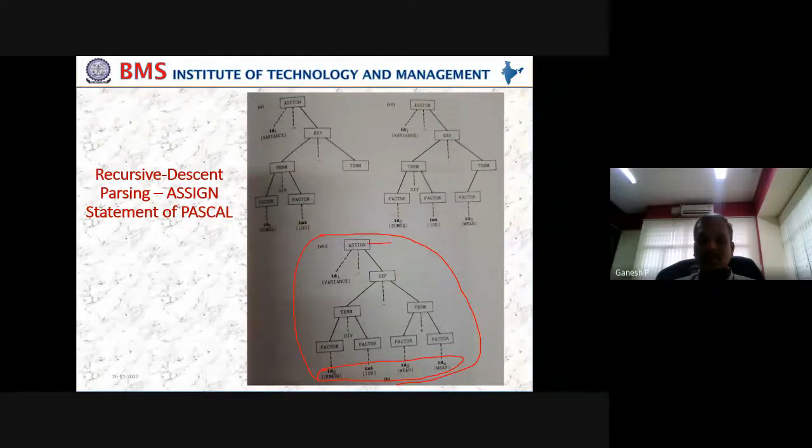This is a non-terminal, this is a non-terminal. So they are going to be on top because that's what the parse tree meaning is. And these are all again leaf nodes, which are having either terminal symbols or simple variables that you have in the program. So this is how recursive descent parsing works.